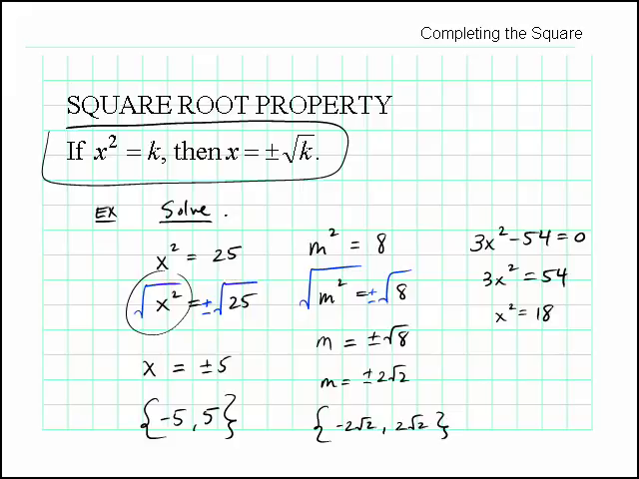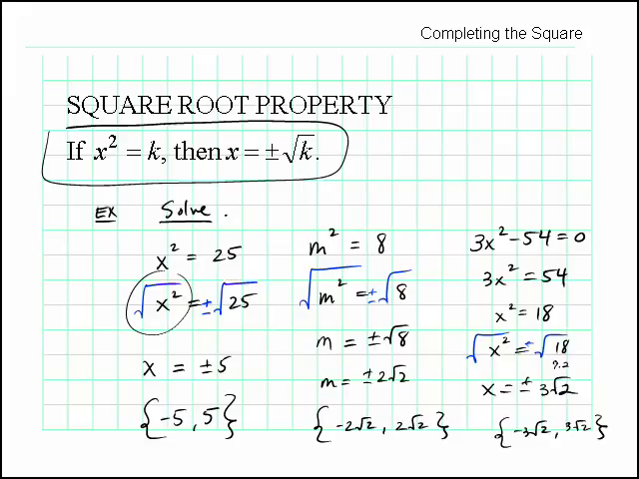Now I'm going to take the square root of both sides, not forgetting the plus or minus sign, and I end up with x equals plus or minus the square root of 18, which, if you simplify it, is 3 square root 2. And so the two solutions here are -3 square root 2 and +3 square root 2.